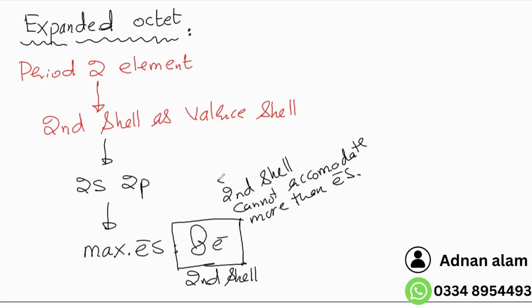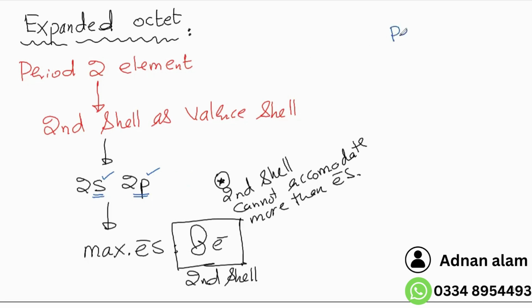But why can't the second shell hold more than 8 electrons? Because it has only 2 subshells, one is s and the other is p. There is no D, there is no 2d. 2d is not available in the second shell. That is why the second shell cannot hold more than 8 electrons.